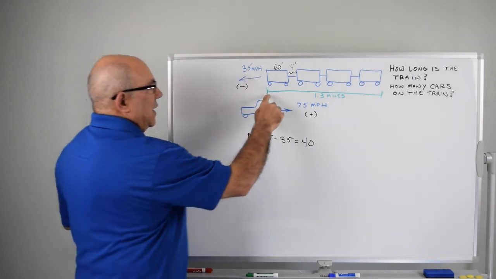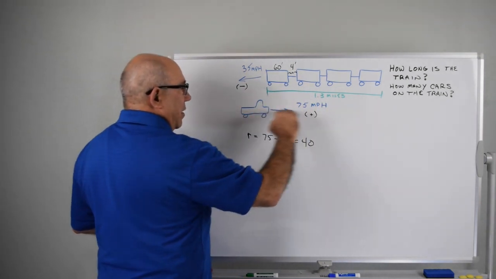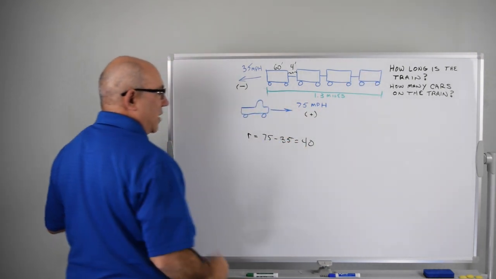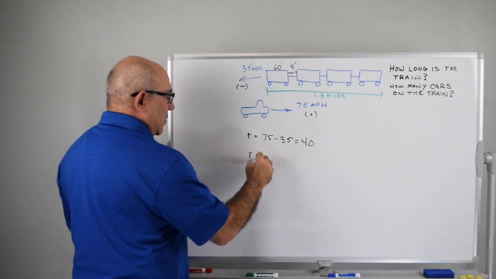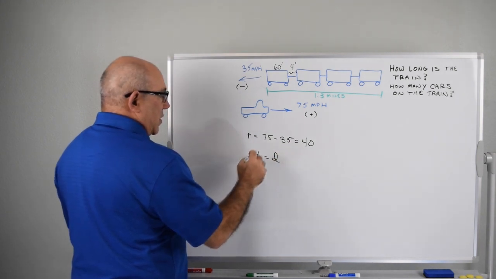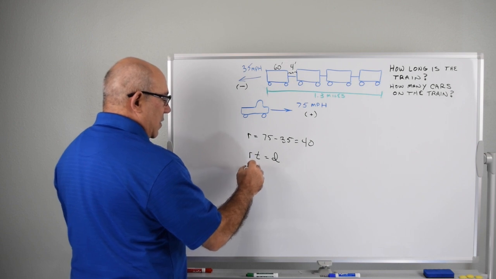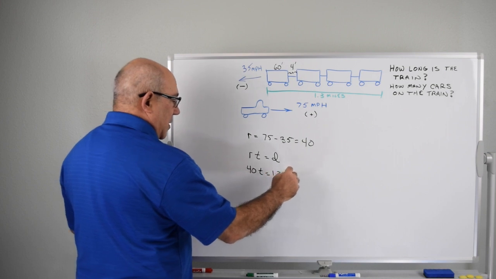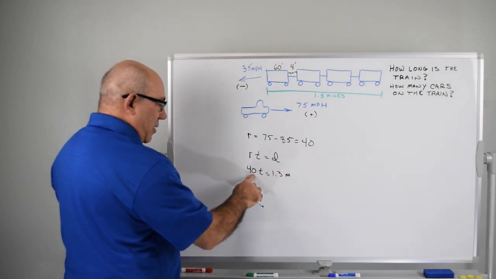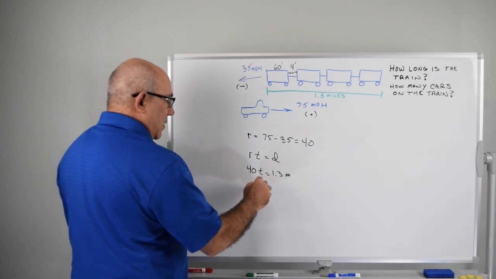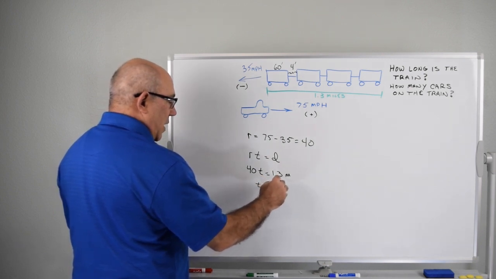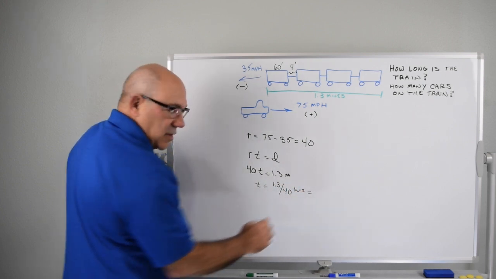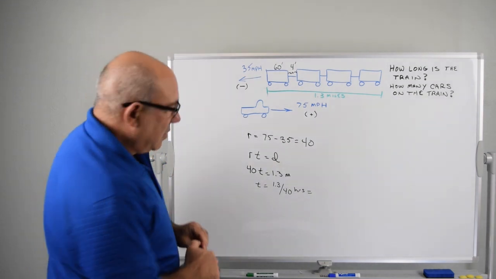Now we have to find out how long this took to happen. How long did it take for me to cover the 1.3 miles to the end of the train? We use the rate times time equals distance formula with the relative speed. That is 40 times time equals 1.3 miles. Now, this is 40 miles per hour, so the time will be in hours. And that time equals 1.3 divided by 40 hours, which equals 0.0325 hours.